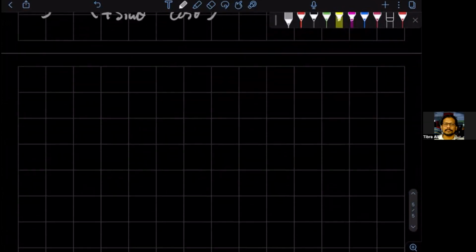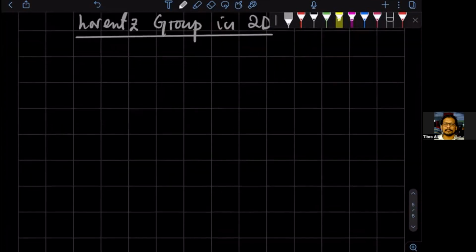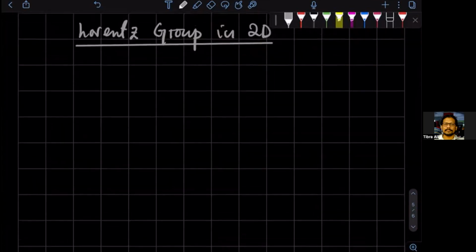Okay, so the next thing I want to discuss is the Lorentz group in 2 dimensions. Okay, so what is a Lorentz group? Let me first define it in general.